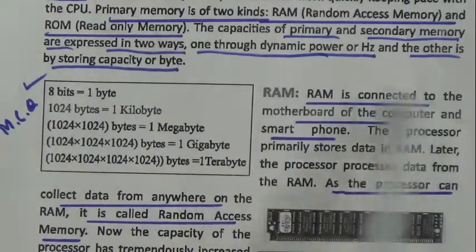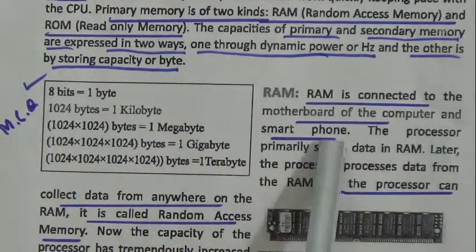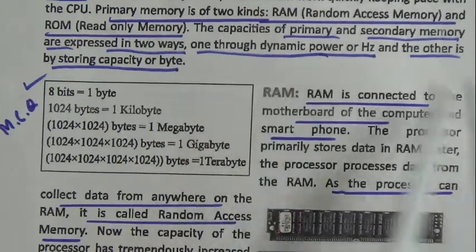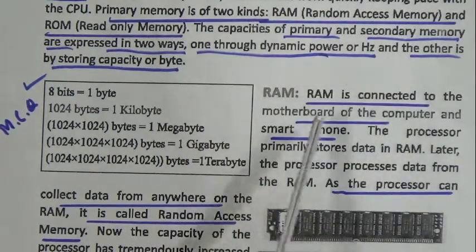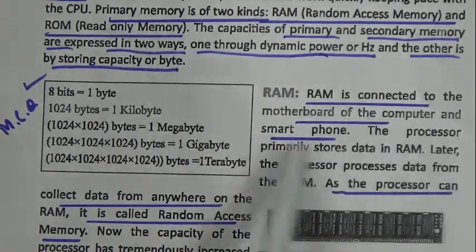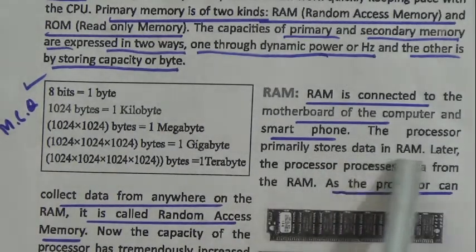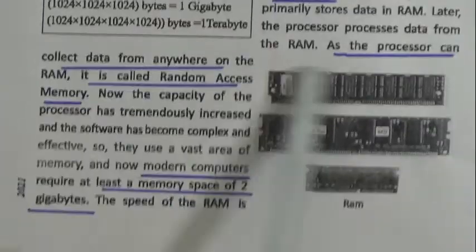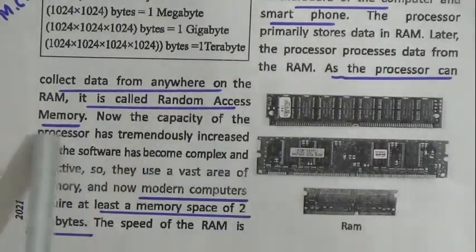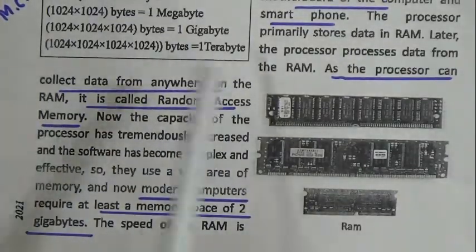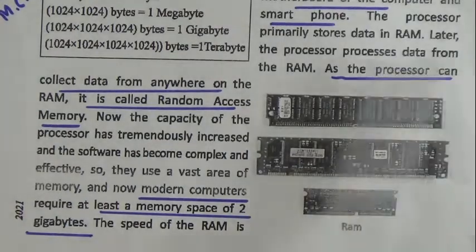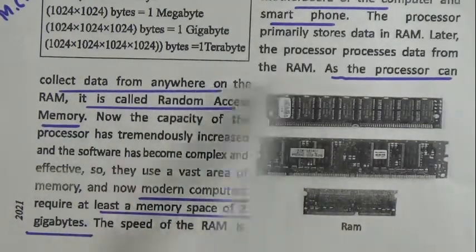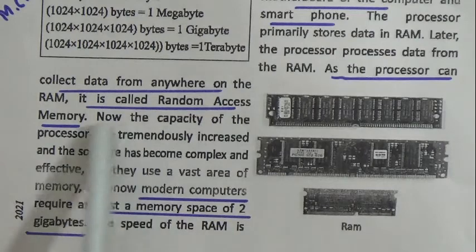RAM is connected to the motherboard of the computer and also the smartphone. The processor primarily stores data in RAM. Later, the processor processes data from the RAM. As the processor can collect data from anywhere on the RAM, it is called random access memory. So, what is called RAM? The processor can collect the data from anywhere on the RAM. It is called random access memory.